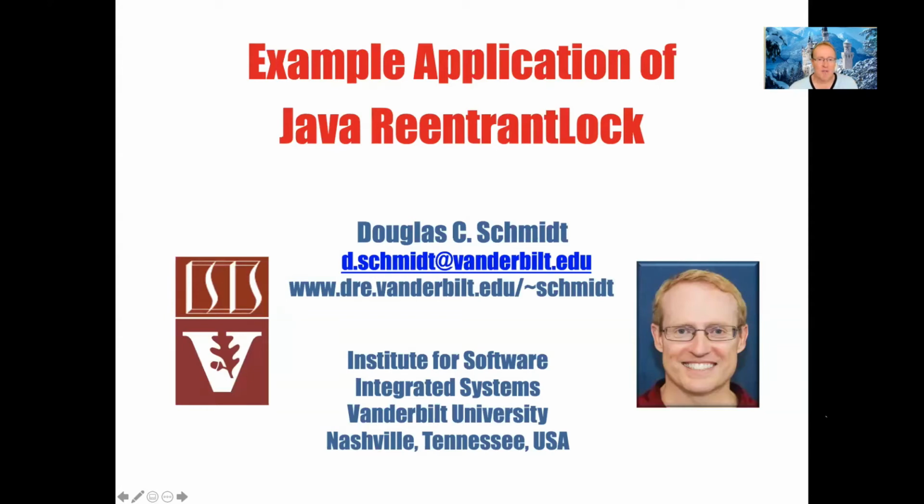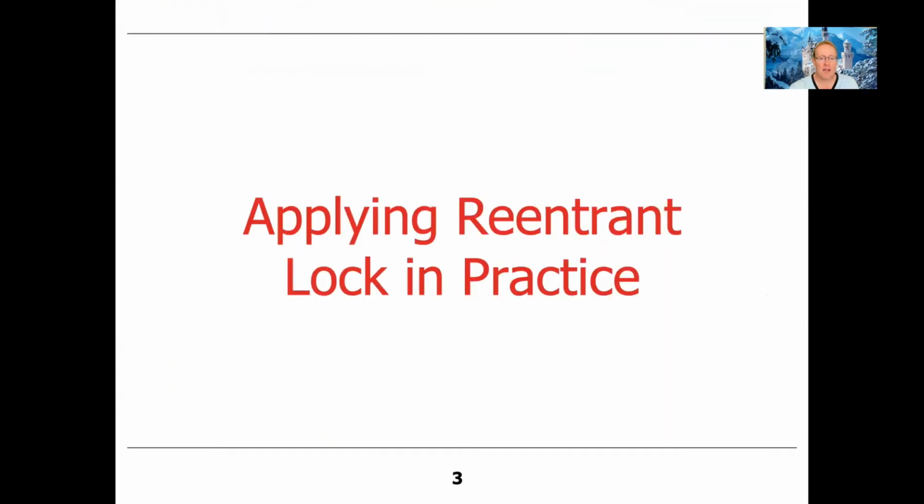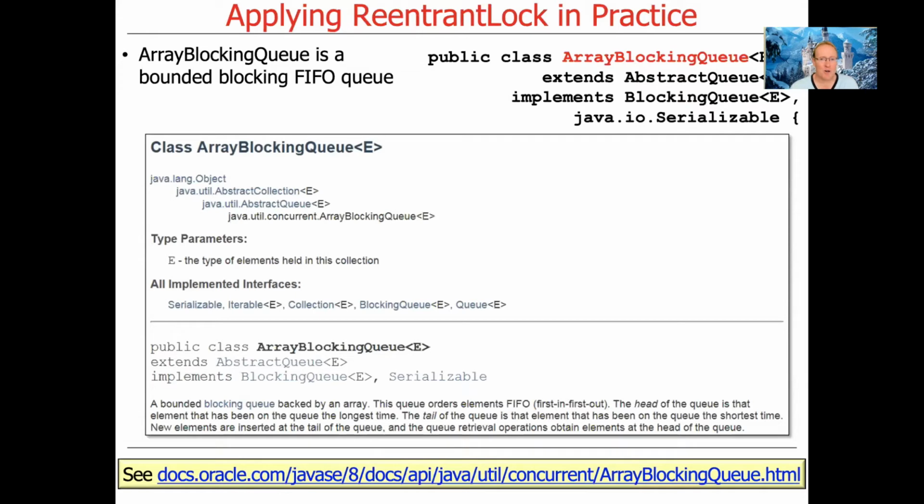The next topic we're going to cover is how to apply ReentrantLock in practice to a non-trivial program. And the example we're going to use here is actually pretty cool because it comes straight out of the Java concurrency libraries. This is part of the Java util concurrent package, and it's called the ArrayBlockingQueue, which is a bounded blocking FIFO queue.